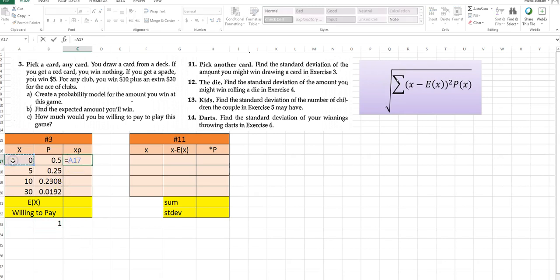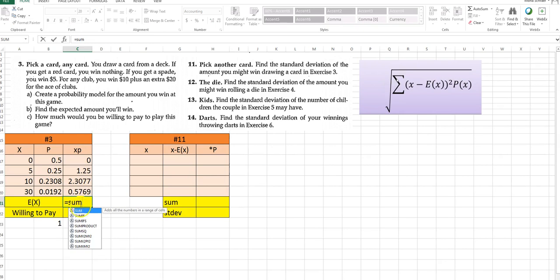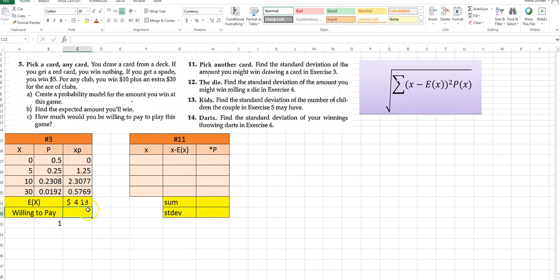All right, now I'm going to multiply across. So we simply do x times p right here. That's 0 that time. I'm going to just autofill that all the way down. And then I sum them all up. To sum them all up, you simply do sum, double click on sum, and highlight. Okay. So I have $4.13.